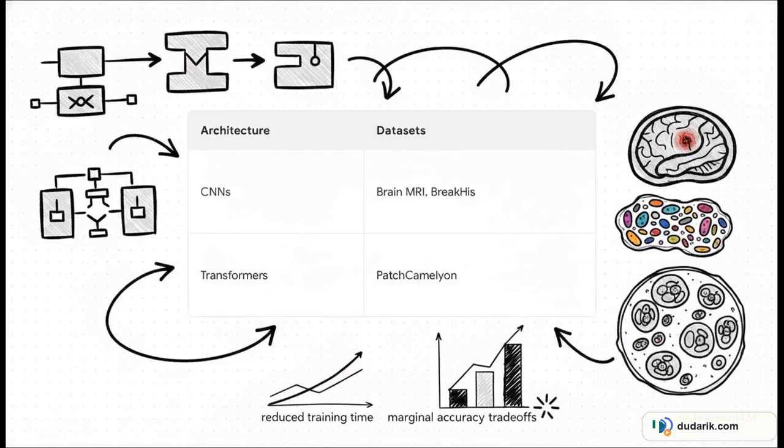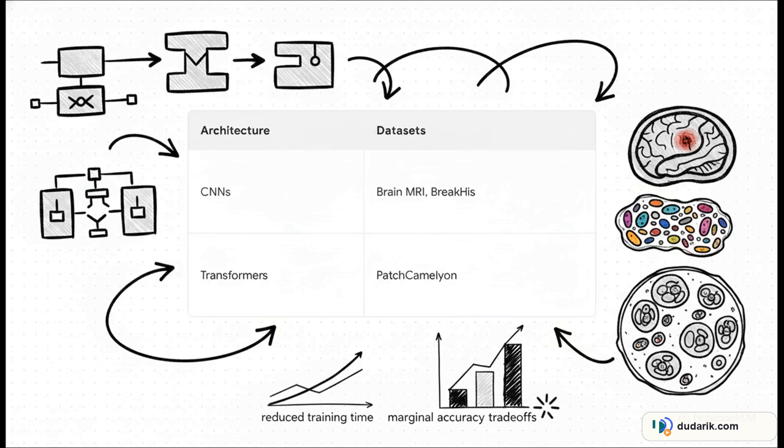Now, theory is great, but does this actually hold up? The researchers definitely didn't take any shortcuts here. They evaluated 4 standard CNN architectures, from ResNet 18 all the way up to DenseNet 121, plus 3 vision transformers, including ViT and Swin. And they tested these across 3 highly complex medical imaging datasets: brain cancer MRI, BRACHIS, and PatchCamelyon.